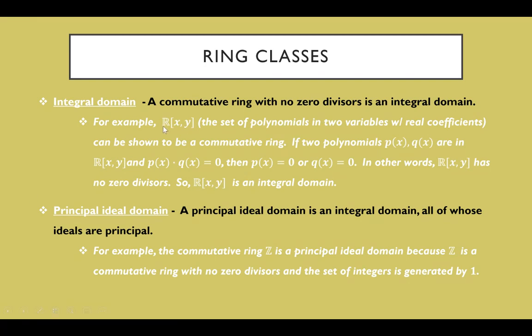We have a set of polynomials in two variables with real coefficients. And if you think about a polynomial with real coefficients, we can consider this to be commutative. Multiplying two polynomials, the order doesn't matter. So we would say this is a commutative ring. Also, if you multiply two polynomials in this set and your product is 0, that must mean that one of those polynomials is equal to 0.